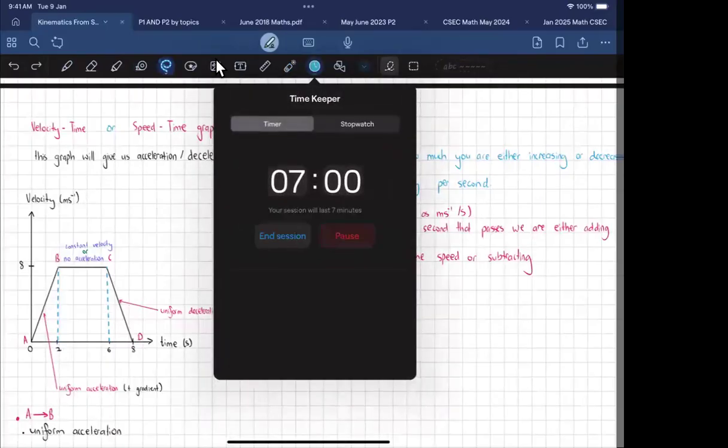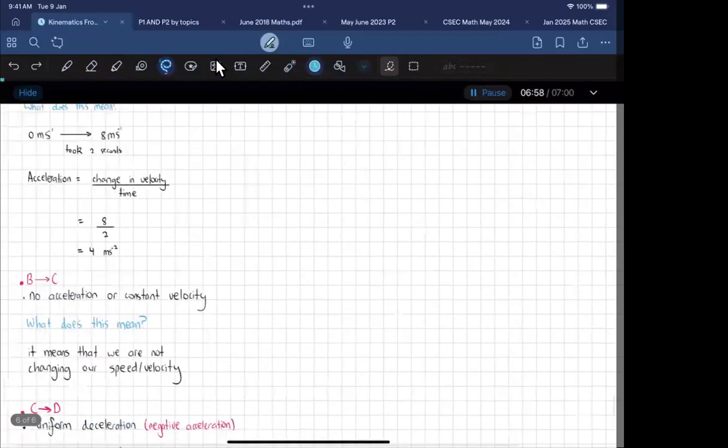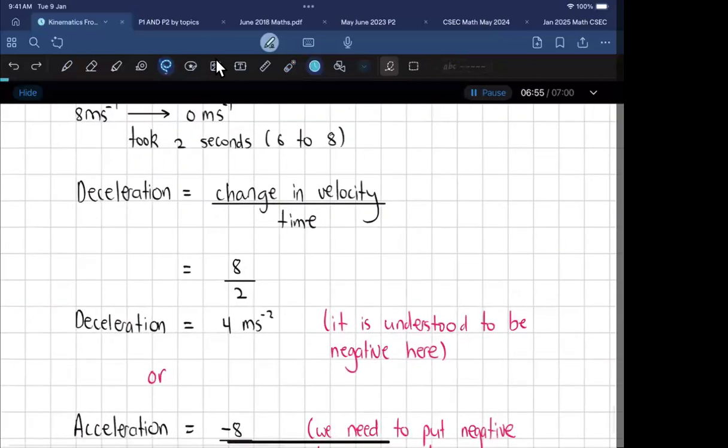If I still want to put my negative sign, I could. No. Let me explain why. Deceleration means that you're taking away speed. So why would you put a negative sign there? Clarity. No, but then that'll be like a double negative. When I say I'm decelerating at a rate of 4 meters per second squared, right? What does that mean? That means for every 1 second, my speed is decreasing at a rate of 4 meters per second. Let me say that one more time.